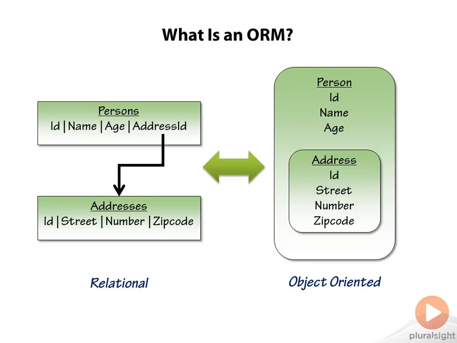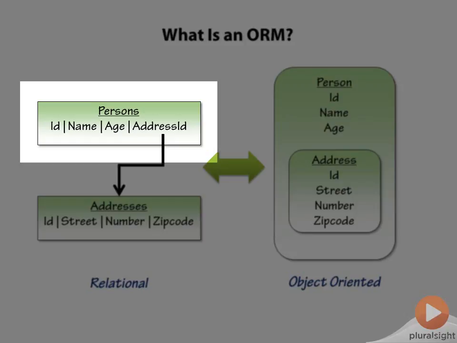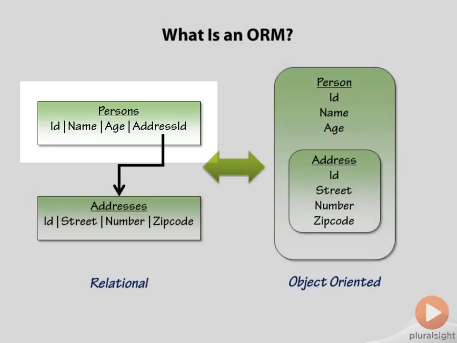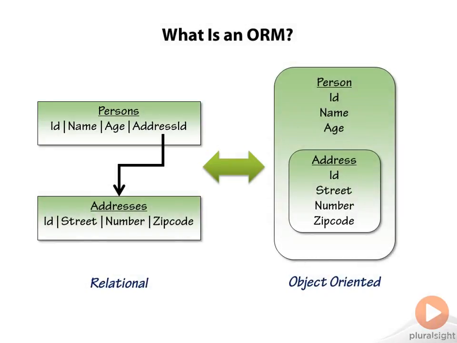To understand this concept better, let's look at an example. Here you can see that I have a table called persons that contains columns with each piece of data associated with an individual person. We have a column for an ID, which uniquely identifies each person, a column for the person's name, another column for their age, and finally a column that has an address ID, which refers to an ID in an address table where information about their address is stored. The addresses table has its own set of data that you can see here.